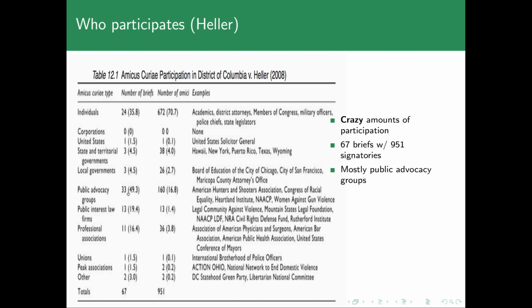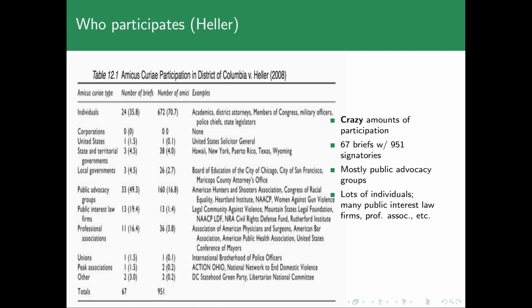It's mostly, though, public advocacy groups. So groups like the NAACP, American Hunters and Shooters Association, right? They comprise 49% of the briefs, but only about 17% of the signatories. So what I want to highlight is that even if we have this sort of pejorative idea of interest groups dominating politics, what we see here is that in terms of people participating, it's mostly individuals. It's not just these big groups.